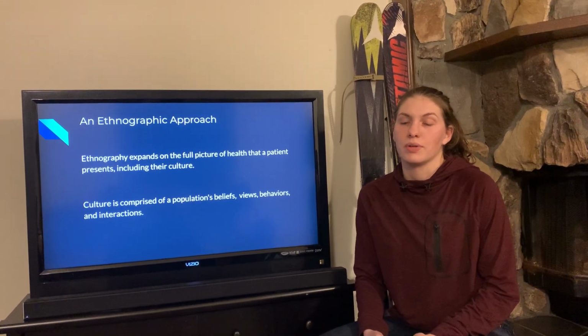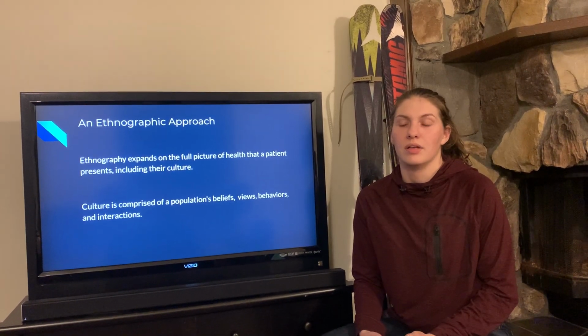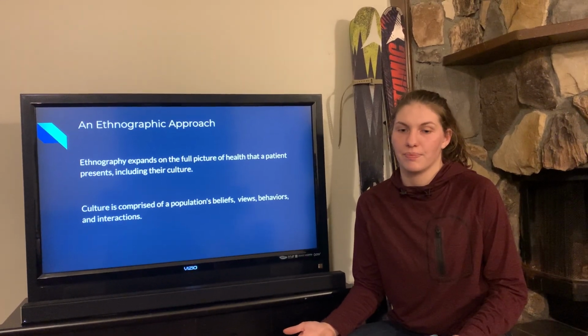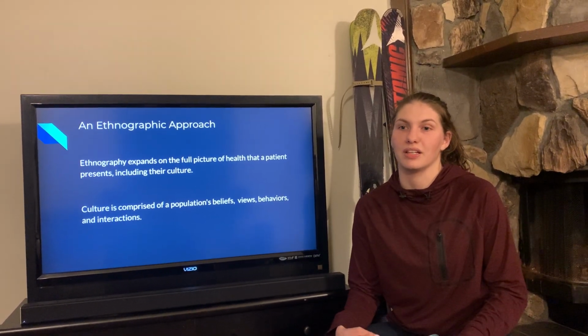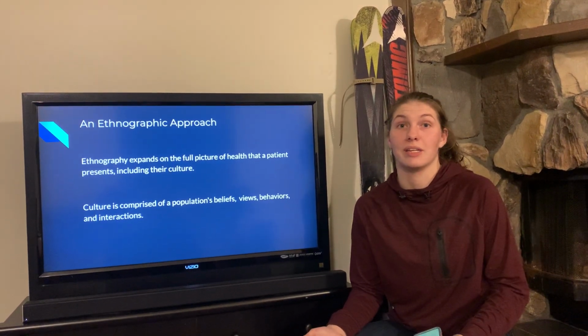This is important to include when looking at a patient that has a very diverse background, who isn't going to present immediately how they're necessarily going to need to be treated.